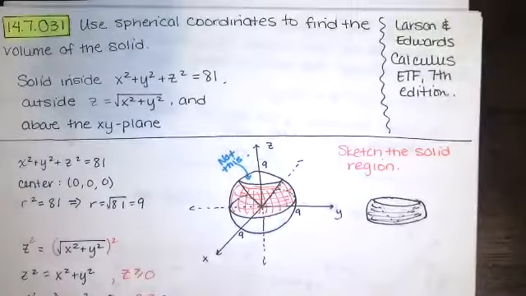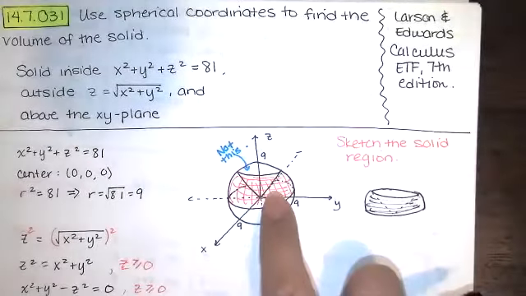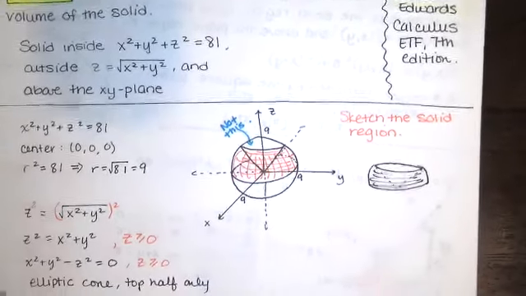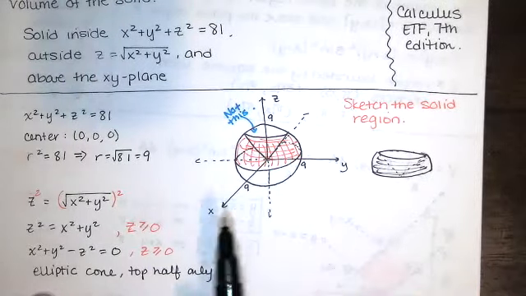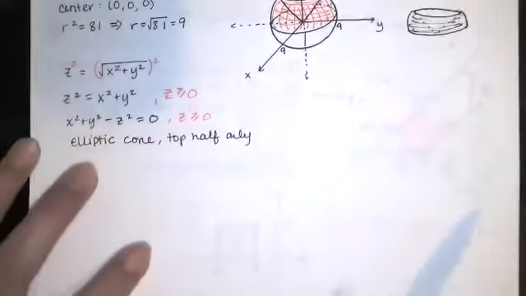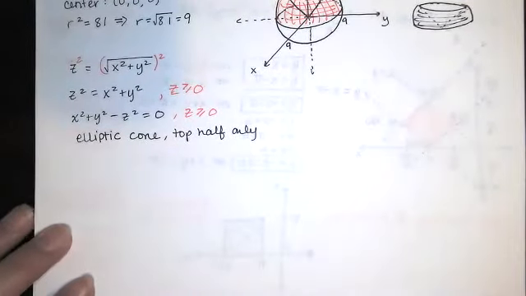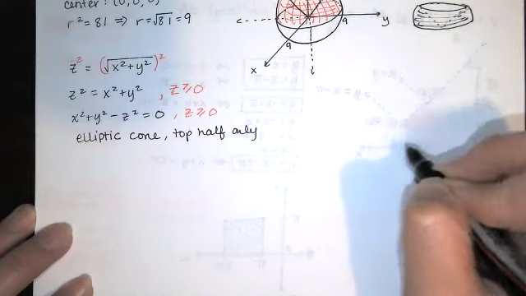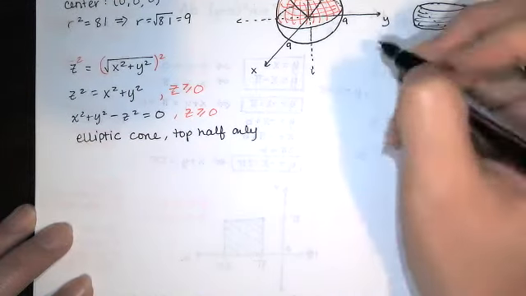Okay, now we're asked to find the volume of that region in spherical coordinates. So in order to do that, we're going to need bounds for rho, theta, and phi. And the bounds for rho, theta, and phi can be found by using these equations. So what I would suggest you do is start by converting the given equations to spherical coordinates.